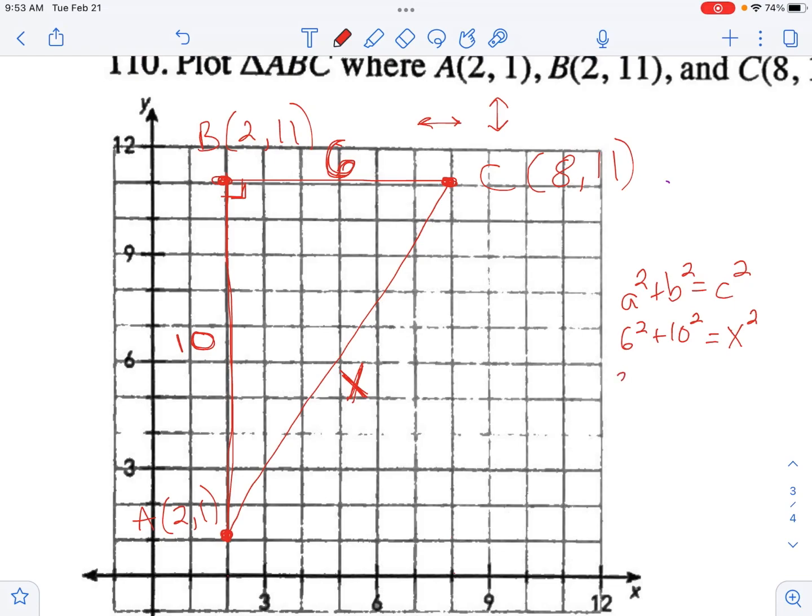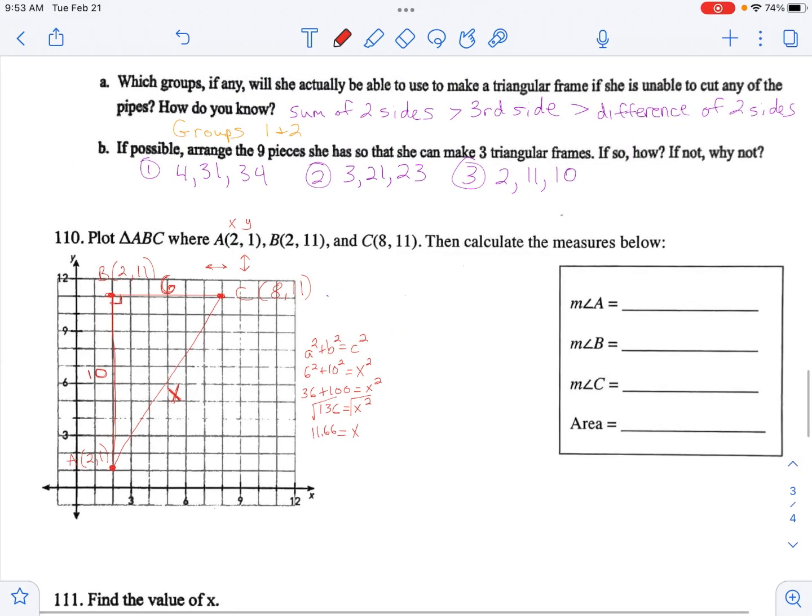So if we continue to solve, 6 squared is 36, 10 squared is 100. I don't know X squared yet. Now I can go ahead and add those values together. So we've got 136 is equal to X squared. And then we need to find the square root of those. The square root of 136 would be 11.66. So that would be the value of X.